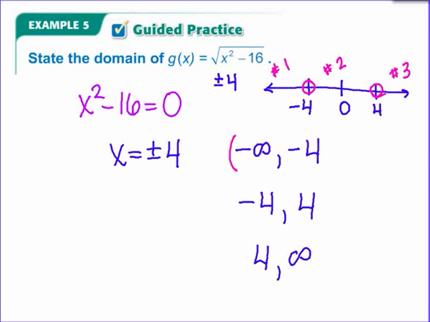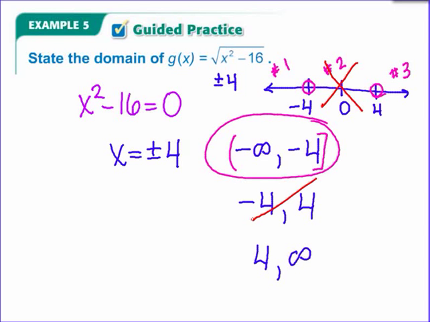Do I include negative 4? Can I get 0? Can I get the square root of 0? Yeah. You can get the square root of 0. All right, so let's look at this interval, number 2. So number 1 works, that's great. Number 2, 0. If I plug 0 in here, I get 0 minus 16. Can you take the square root of negative 16? No, so that means this interval is out. You can't have that interval, it's done.